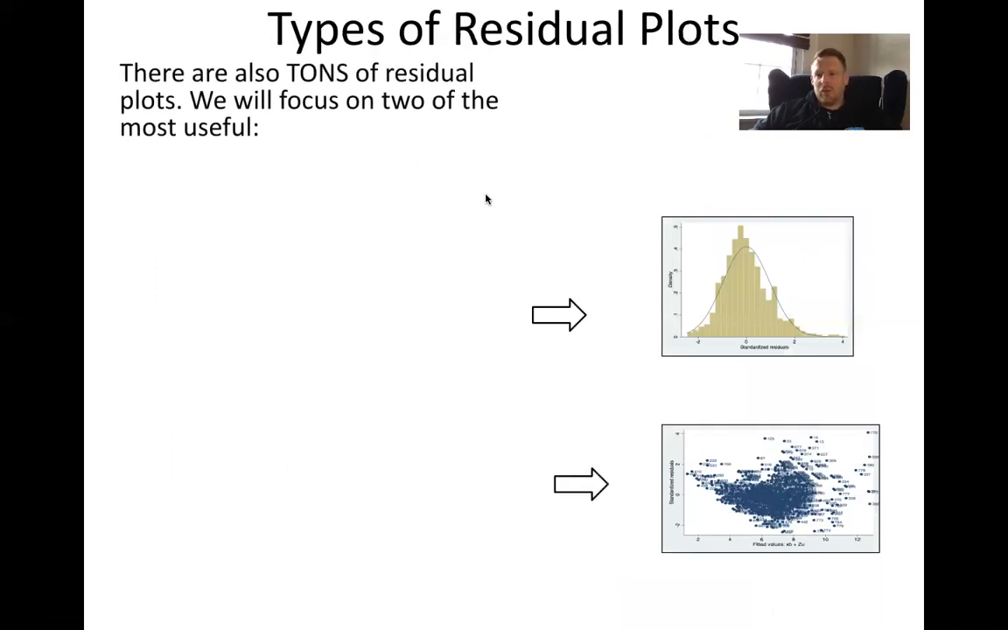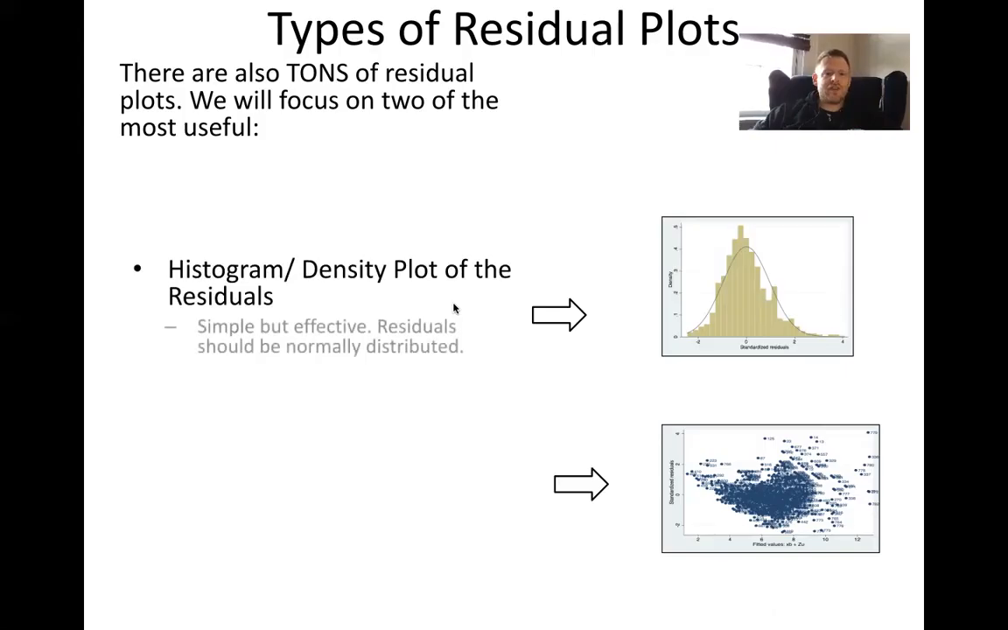There are tons of residual plots, and if you Google checking assumptions for regression models, you'll see a million different plots: added variable plots, QQ plots, PP plots, all sorts of stuff. So we're just going to focus on a couple that I find to be the most useful. It's not that these are the only ones that you can use, but they are quick and dirty and get what you need out of it. So I really like a good histogram or a density plot of the residuals. Your residuals should follow a normal distribution. It's simple and it's effective. That's a good way of starting to look at things.